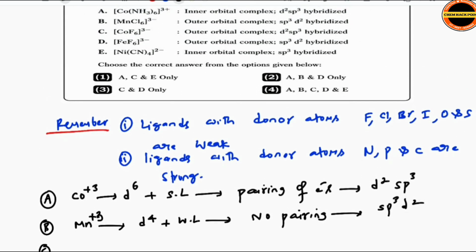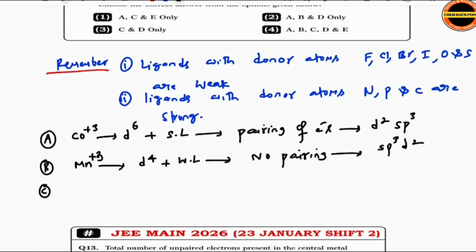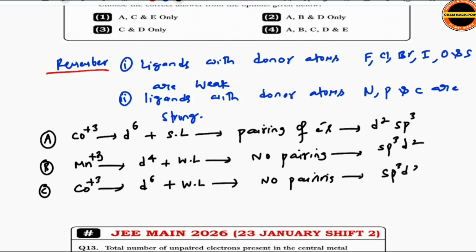Then option C, CoF6 3-. So in CoF6 3-, Co is +3, that is cobalt is in +3 state. Configuration is d6, ligand is weak field ligand. So again, no pairing here. So if no pairing, then automatically you are going to get outer d complex, sp3d2.